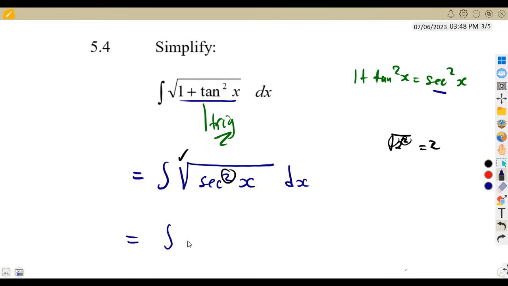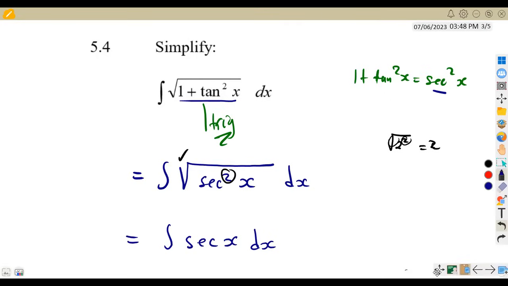So we are going to have the integral of sec x. Here we are not integrating. This is just from our trig part, where we know that this square root is the same as the exponent of a half. So half of 2 gives us a 1. So this will remain as sec x with respect to x. Then we need to integrate sec x.